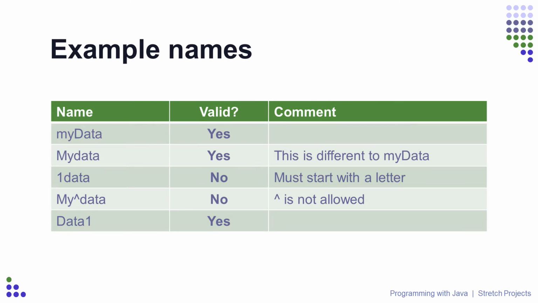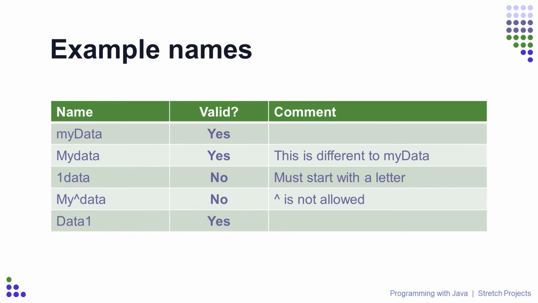My data here is valid. This second my data is also valid, but this is a different variable to the first because we haven't capitalized the D in the first one. 1data here is invalid because it starts with a number. The fourth my^data here is also invalid because it includes this upwards arrow, which is not a valid character. Finally, data1 here is valid.